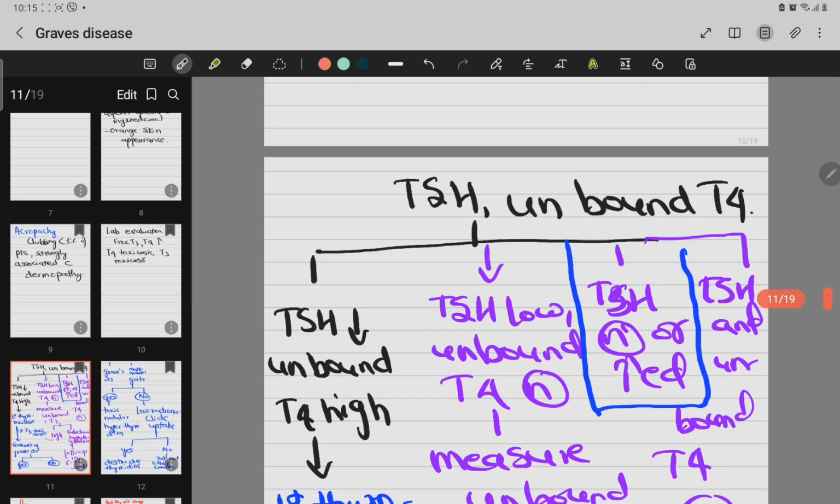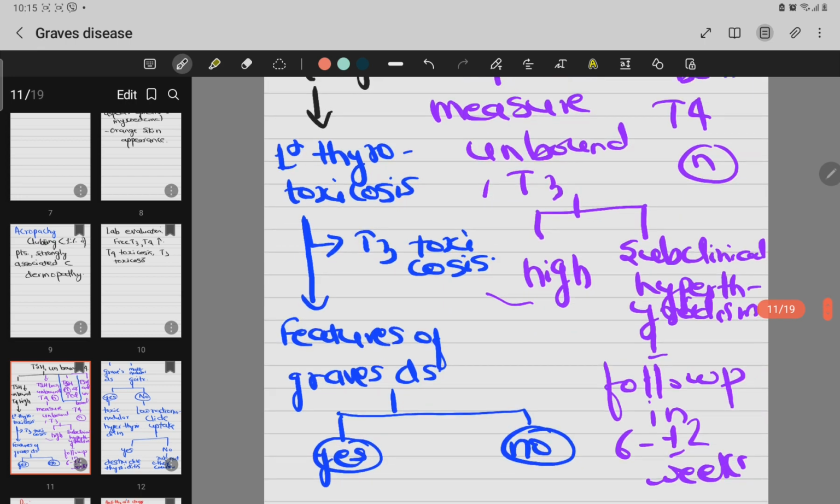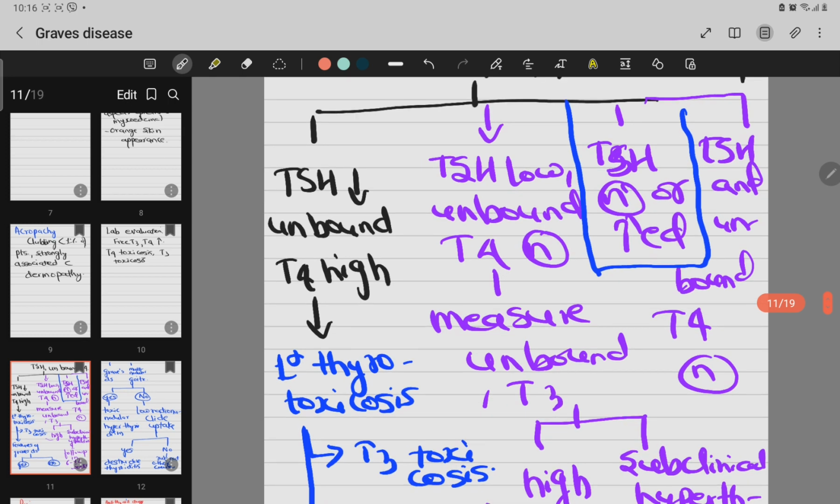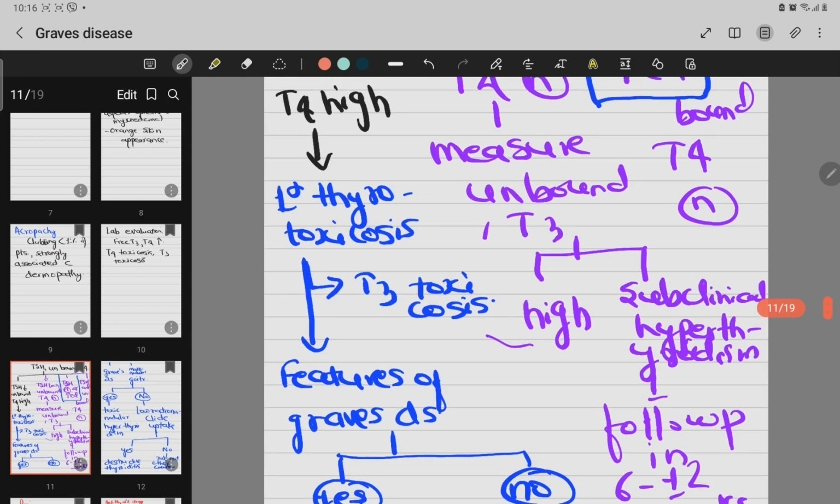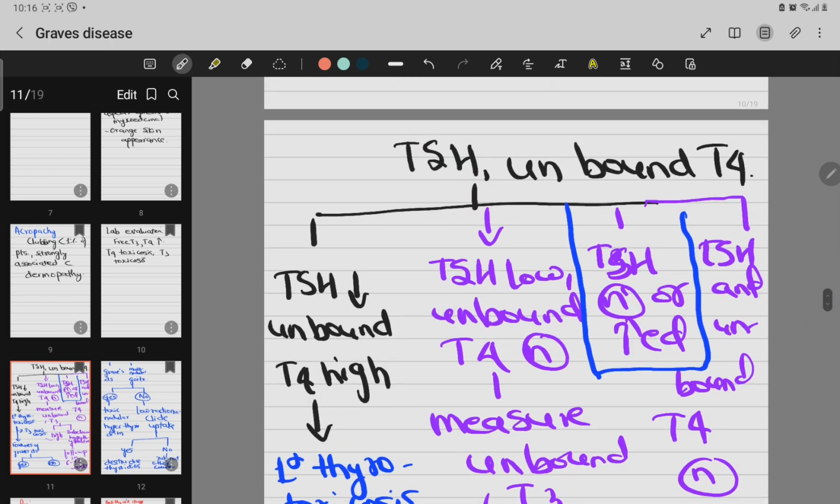If TSH level decreases and unbound T4 is high, that is primary thyrotoxicosis. Feature of Graves' disease, yes or no. But if the TSH is low, unbound T4 normal, measured unbound T3 high, and subclinical hypothyroidism, follow up in 6 to 12 weeks. This is how we can diagnose the case of Graves' disease.